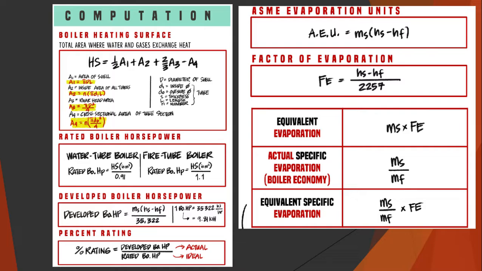Sa ating namang actual specific evaporation, mass of steam all over the fuel mass flow. Sa ating equivalent specific evaporation, mass of steam all over the fuel mass flow times sa ating factor of evaporation. Next po.